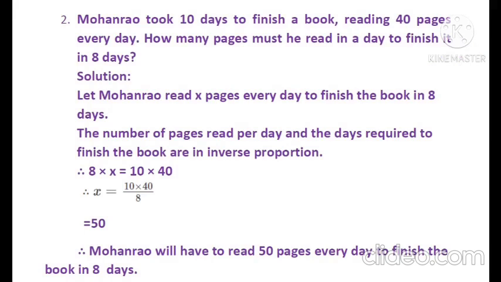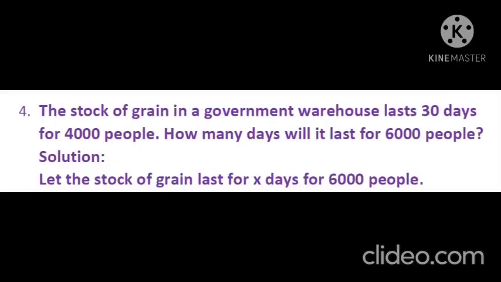To get the value of x, we have to divide both sides by 8. By dividing both sides by 8, we get x is equal to 10 multiplied by 40 divided by 8. By multiplying and dividing, we get the value of x is equal to 50. Therefore, Mohan Rao will have to read 50 pages every day to finish the book in 8 days.